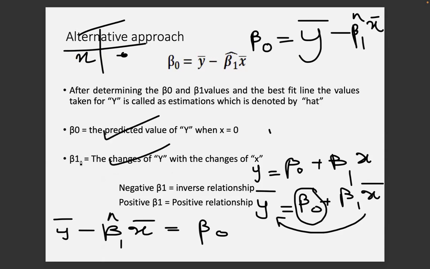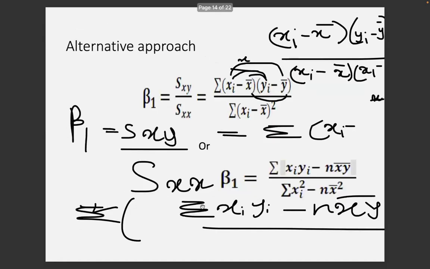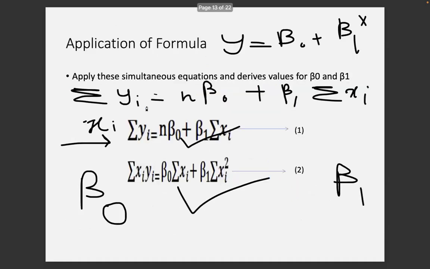Beta 1 is the slope. The slope is, when we have a change of x, what would be the change of y. A negative beta 1 means there is a negative, inverse relationship between x and y. A positive beta 1 means when the x value increases, the y values also increase. That means a positive relationship.